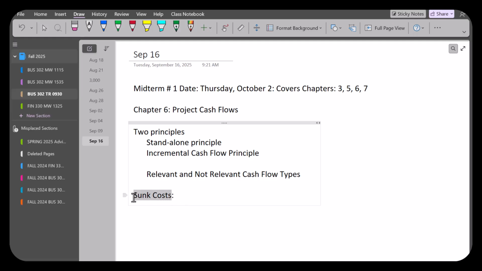You guys remember anything like that from your econ classes? What do I mean by sunk costs? Since you're nodding your head. Oh, okay. Sunk costs are the costs that you would have incurred and it's not possible to get them back. In our specific context, sunk costs are the costs that you would have incurred whether you accept the project or not.